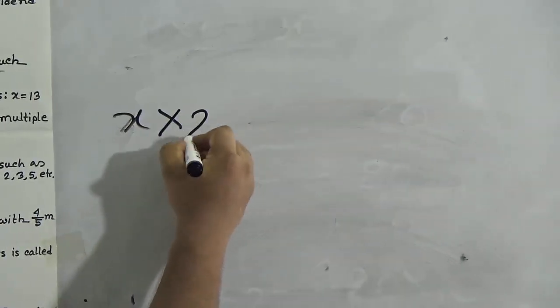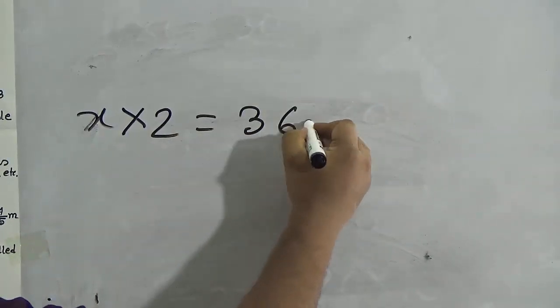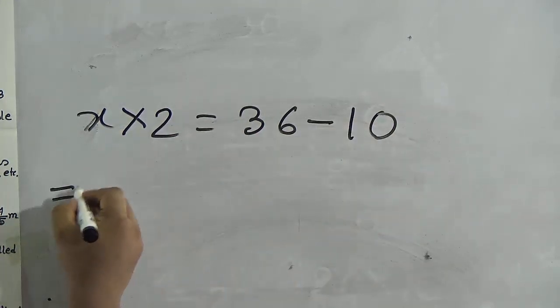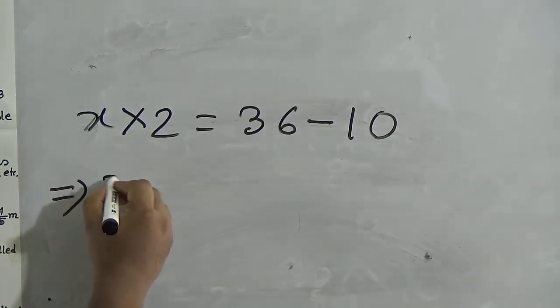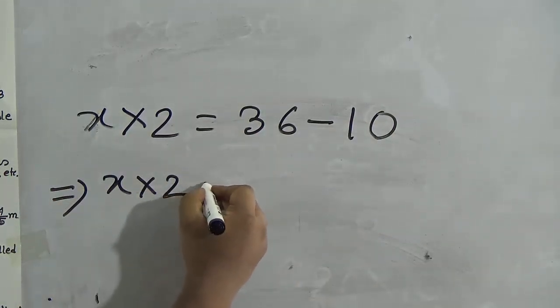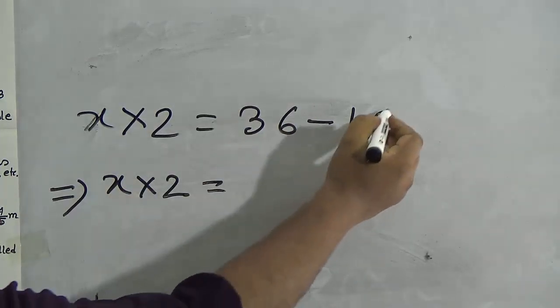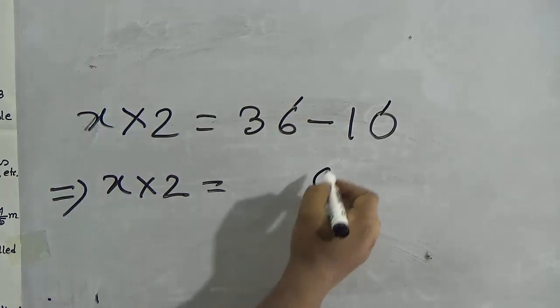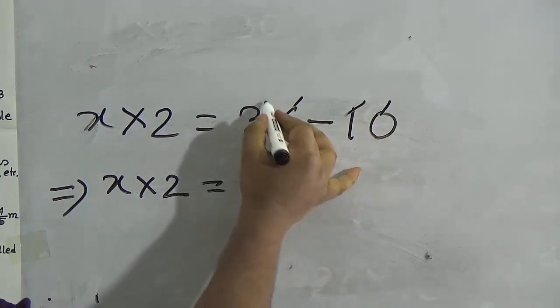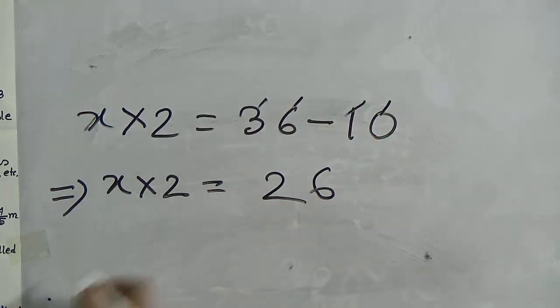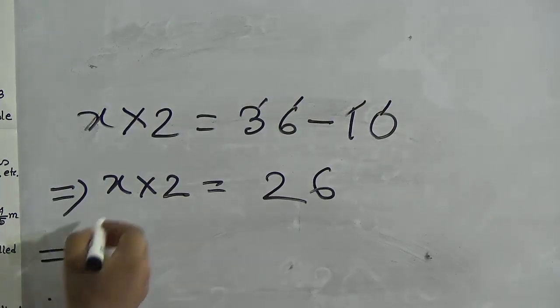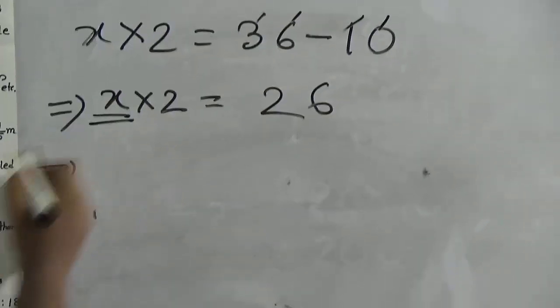Here the question is x multiplied by 2 equals 36 minus 10. So the left hand side is left, that means x multiplied by 2. We subtract 10 from 36. So 0, 6, it will be 6, and if we subtract 1 from 3, then we get 2. Now we need to find out the value of x.